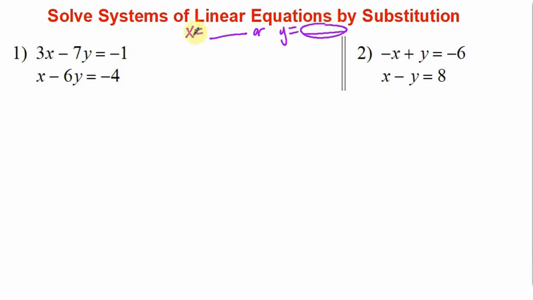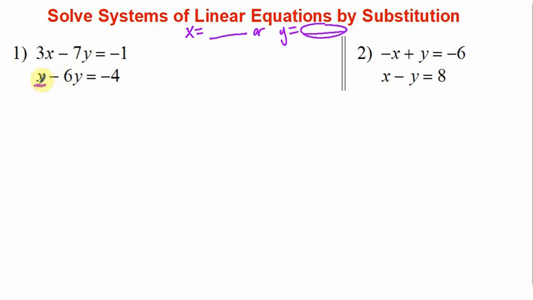Okay, so let's look at number one. Which one would be easier to solve for? In this case, it's always easier to solve for the thing that has a coefficient of 1. So you can see right there, that x right there, that's a 1x. So it's easiest to solve for x right there, not for y.